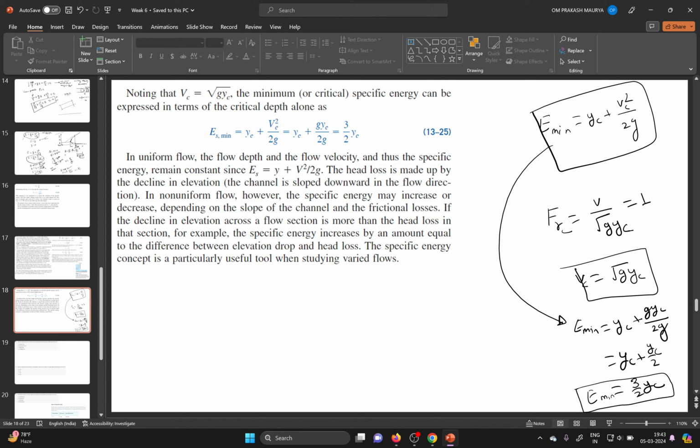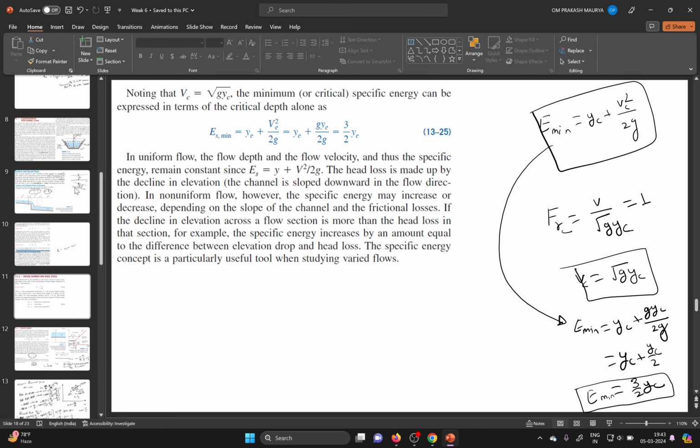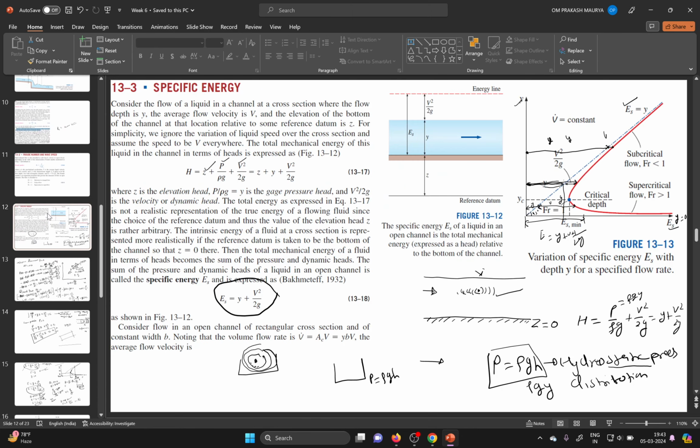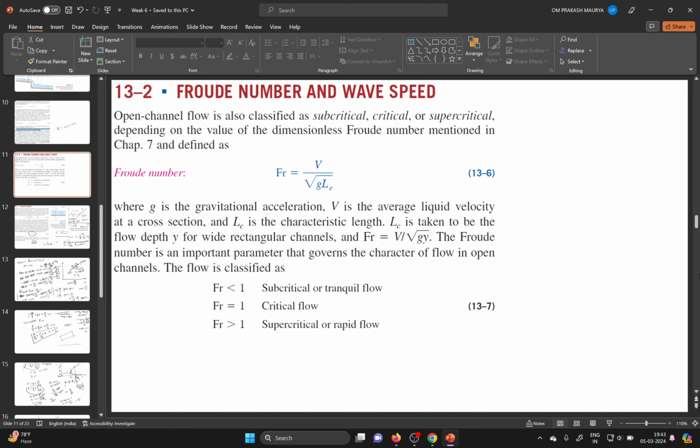So this is that. Okay, your Froude number is only valid for the rectangular channel. Why? Because your Froude number is, if we go above, here is L_c. Your Froude number, length parameter, is V by root of g L_c. L_c is nothing but the characteristic length. It is taken to be flow depth y in the wide rectangular channel. For a wide rectangular channel, L_c is equal to y.